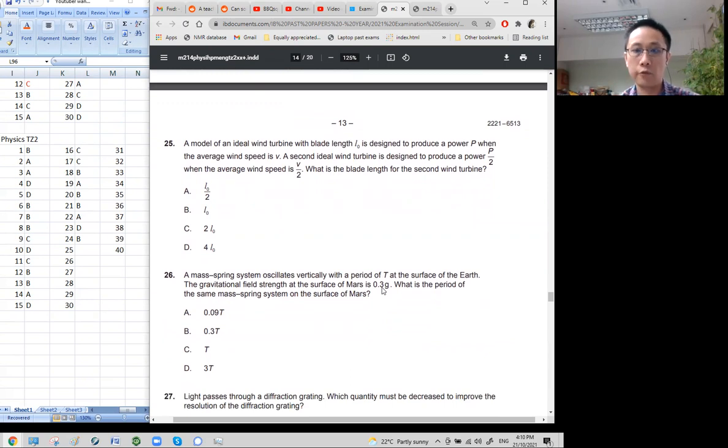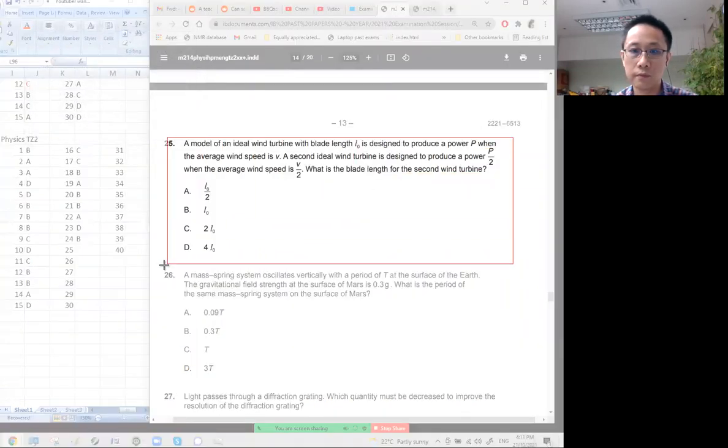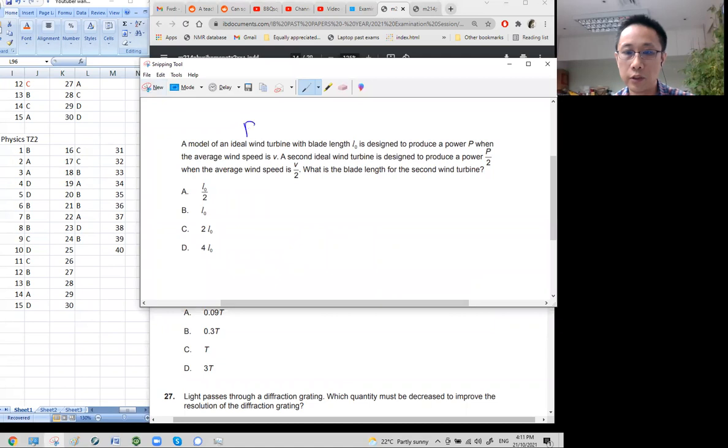25, windmill, turbine blade length. Yeah, that's windmill, okay. Second turbine designed to produce a power of that, and let's just use ratios again. The equation that we're going to use in ratio format is this.